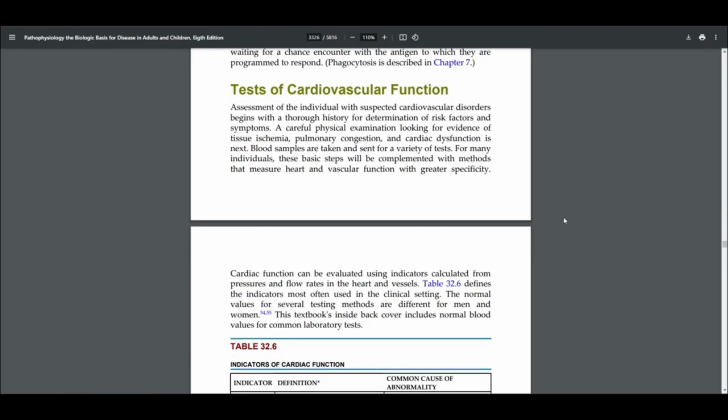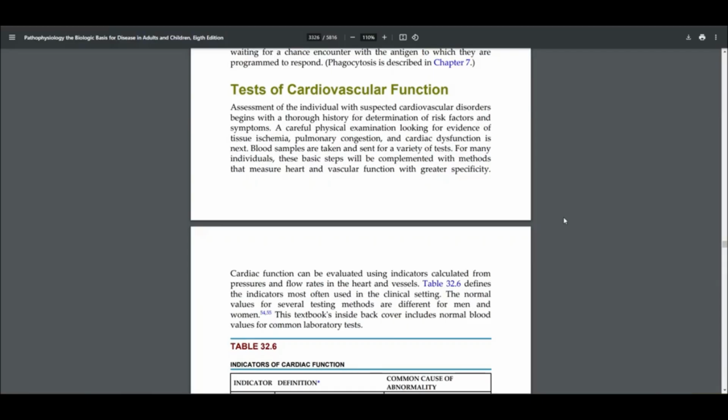So what kind of tests of cardiovascular function do we do? The assessment of individuals with suspected cardiovascular disorders begins with a thorough history for determination of risk factors and symptoms. A careful physical exam looking for evidence of tissue ischemia, pulmonary congestion, and cardiac dysfunction is next. Blood samples are taken and sent for a variety of tests. For many individuals, these basic steps will be complemented with methods that measure heart and vascular function with greater specificity.